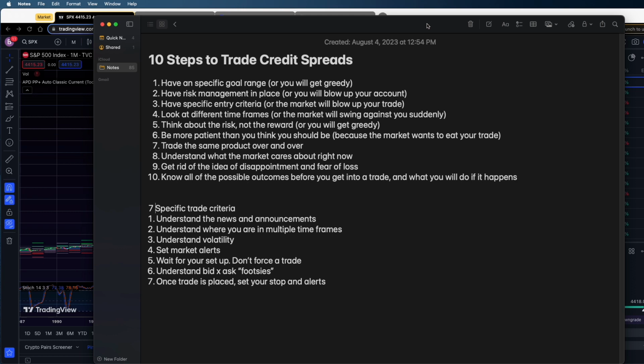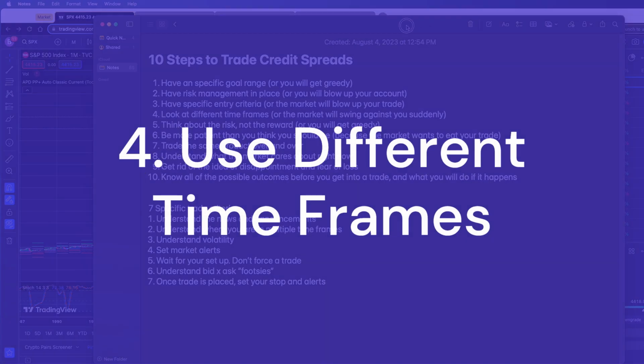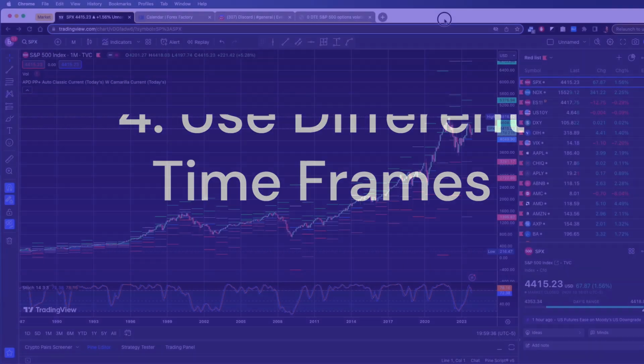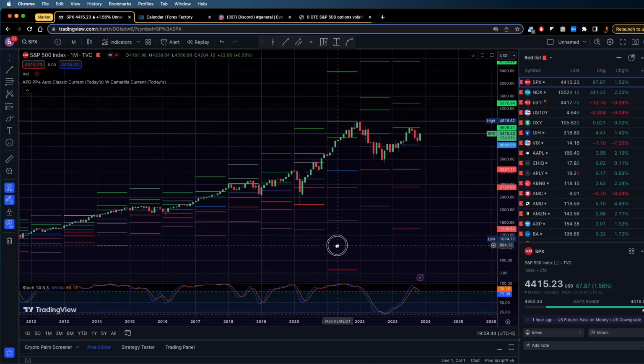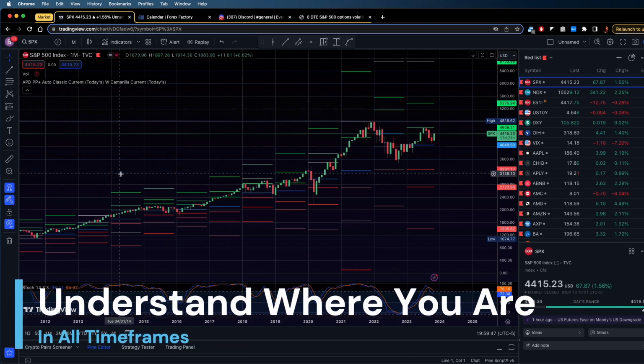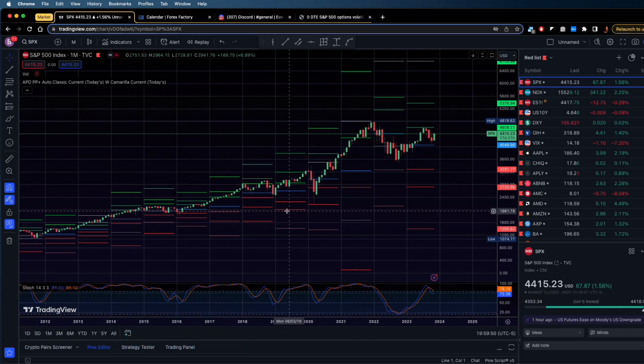Number 4, look at different time frames. So here's what I mean. This is the SPX. This particular chart is a 1-month chart, meaning every candle that you see represents 1 month of price action. You want to understand where you are in the grand scheme of things. Right now, as this is being filmed, the market is on an upswing right after being on a downswing. So it's trying to recover from a recent downswing, but overall, the market has generally been on an upswing over the past decade or whatever it is, right? So you've got that framing.